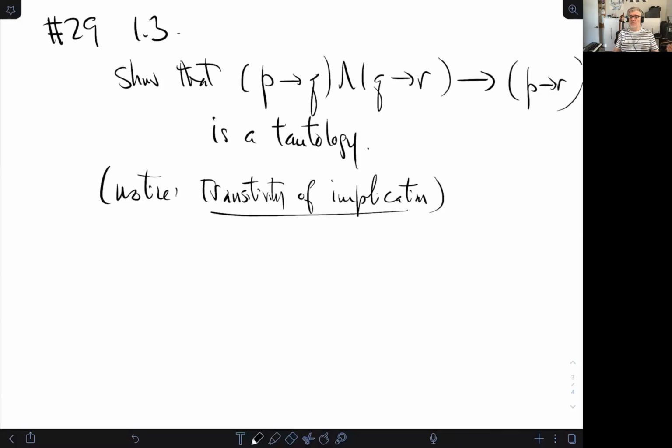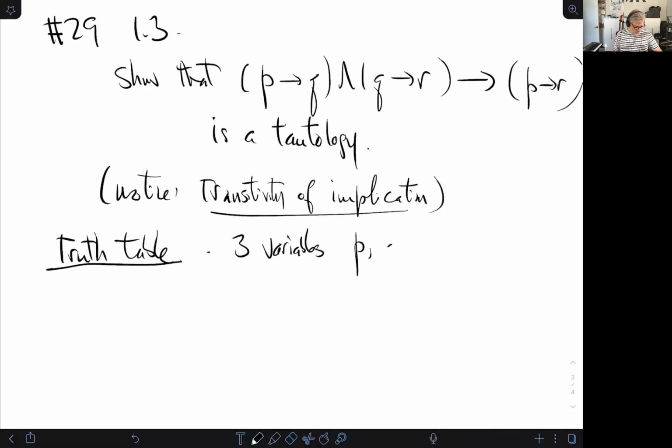But how do I show that such a thing is a tautology if I want to do an absolutely foolproof proof? Then I will use a truth table. So let's take a look at this. We have 3 variables involved, P, Q, R. That means 2 to the power 3, 8 rows for my truth table.